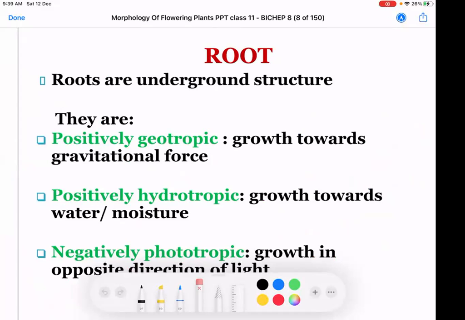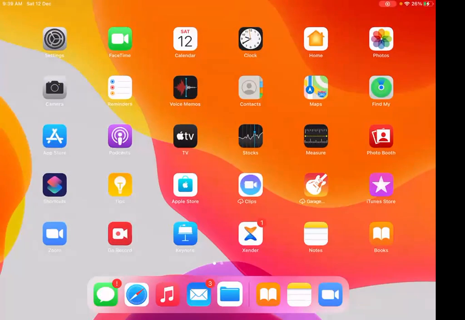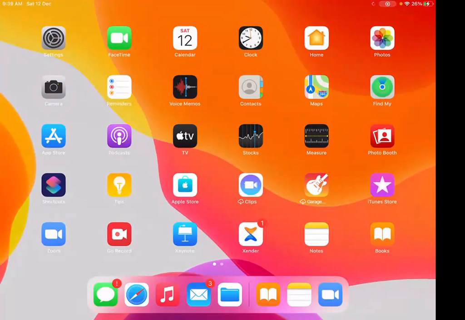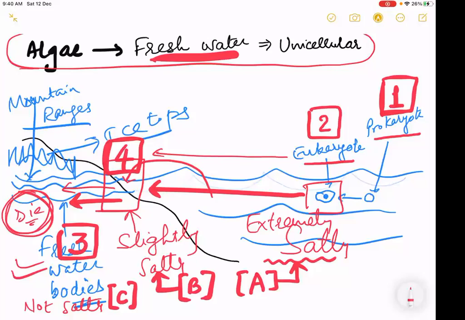Now, I would like to explain to you about the root. Now the story starts from here. The algae which is there in the form of unicellular formats in fresh water started photosynthesis. So part C.